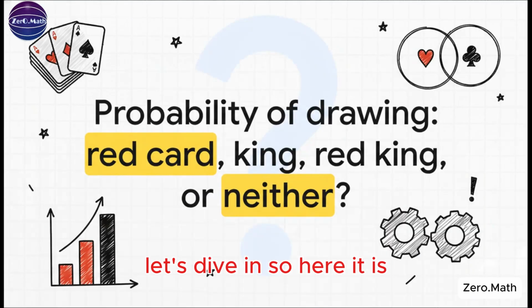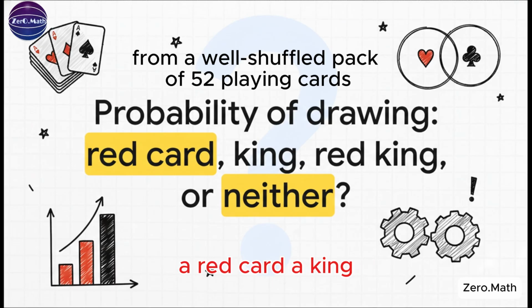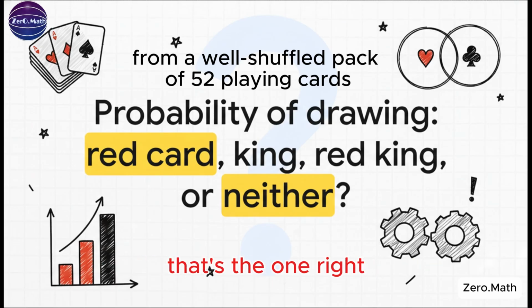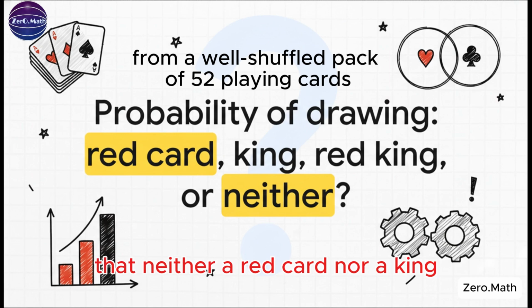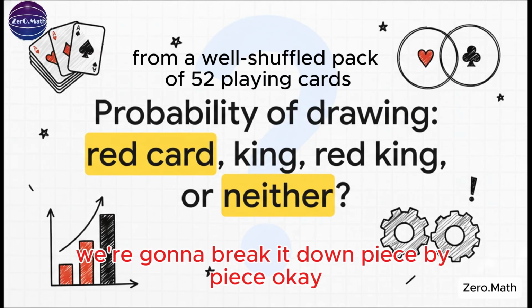Let's dive in. So here it is, the 52-card challenge. We've got to find the probability of a few different things. A red card, a king, a red king, and then there's part D. That's the one, right? That neither a red card nor a king. That's the part that trips almost everyone up. But don't worry, we're going to break it down piece by piece.